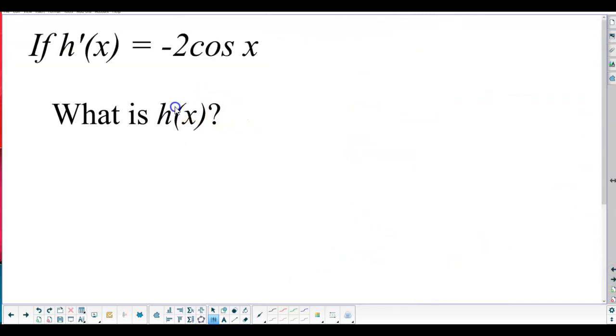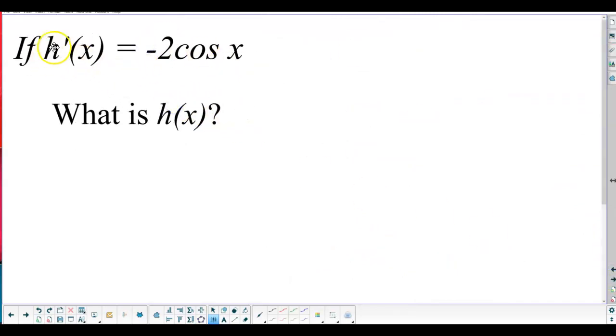All right, this is a little fun one. Last one. What if I go backwards? There's a pretty interesting piece here, and this is the derivative of h of x is negative 2 cosine of x. Well, whose derivative gives me negative 2 cosine of x? Well, the 2 is just a constant, and this negative could actually be brought to the cosine piece. So I could really think of it like this.